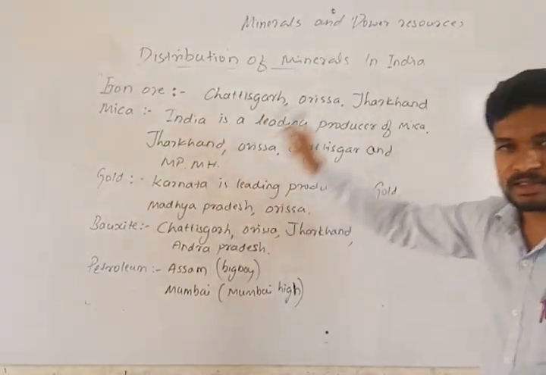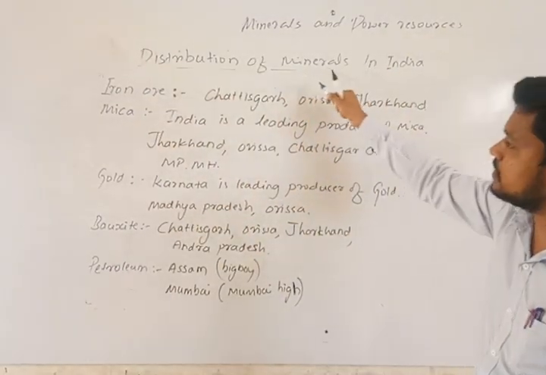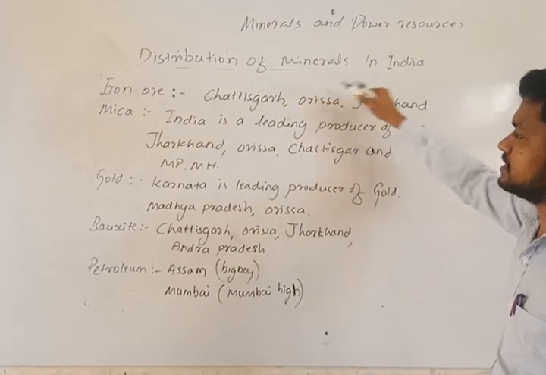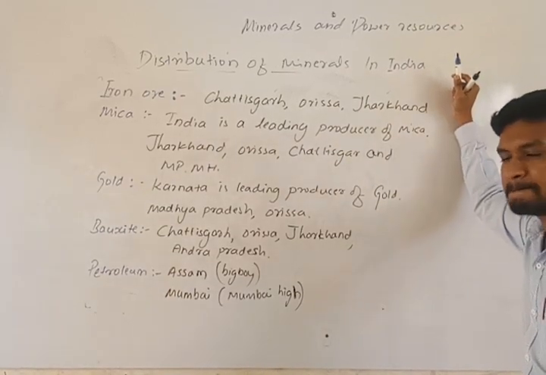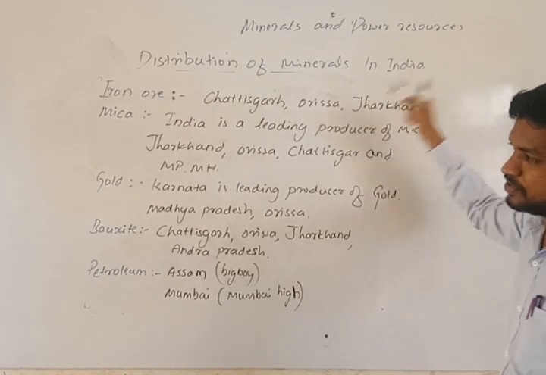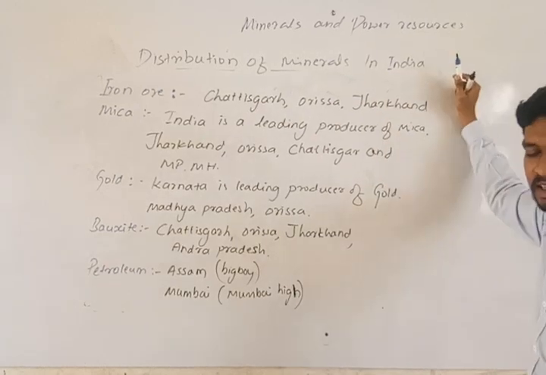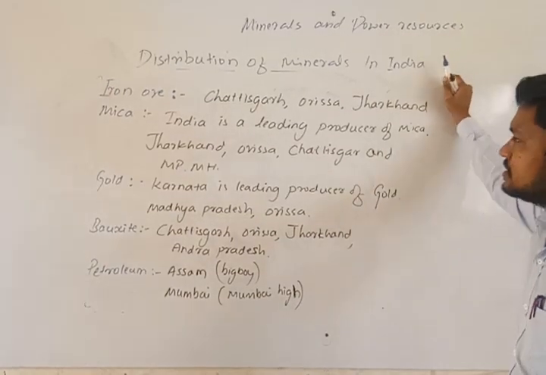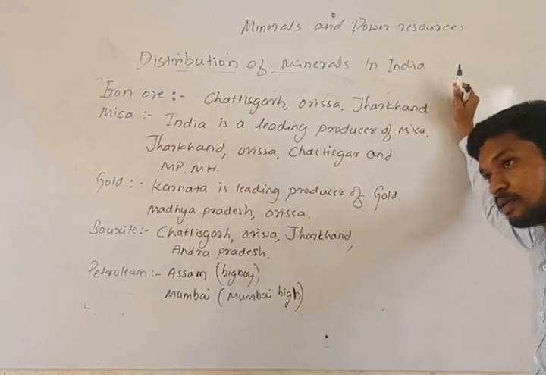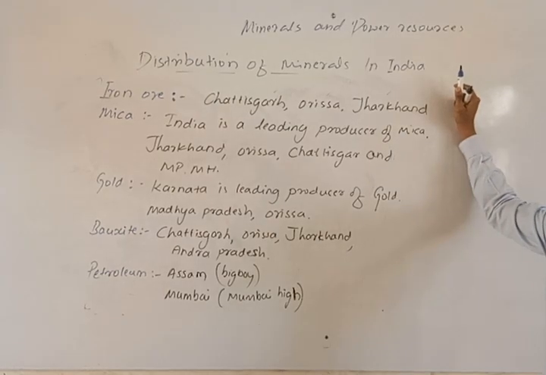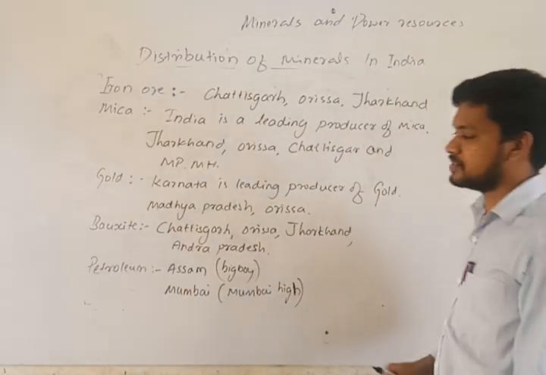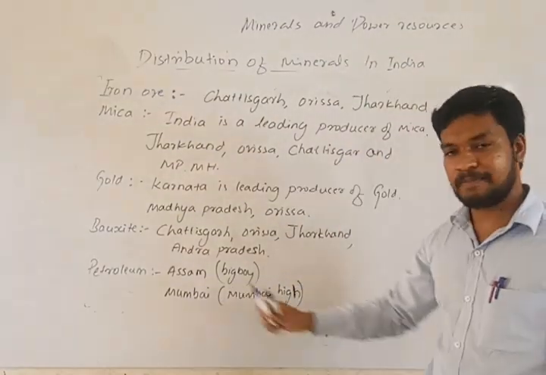For any of these minerals, these three states are common. And if you write the names of these three states, you will get marks. Suppose you are not able to remember the names of the states which have deposition of those minerals, if you remember these three states, you will get marks because these states have more deposition: Chhattisgarh, Jharkhand, Odisha, and West Bengal, and Madhya Pradesh, Andhra Pradesh, and Maharashtra, and Karnataka, and some part of Tamil Nadu. There also we have deposition of some minerals. Petroleum is mainly in Assam and Mumbai.